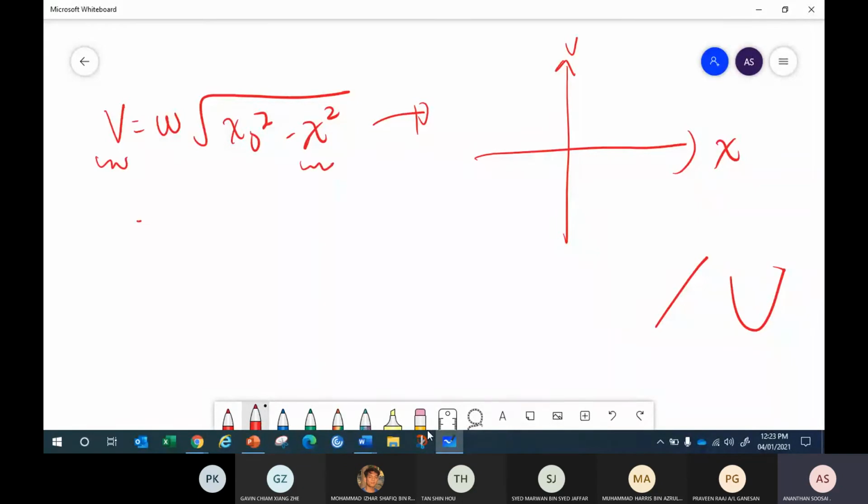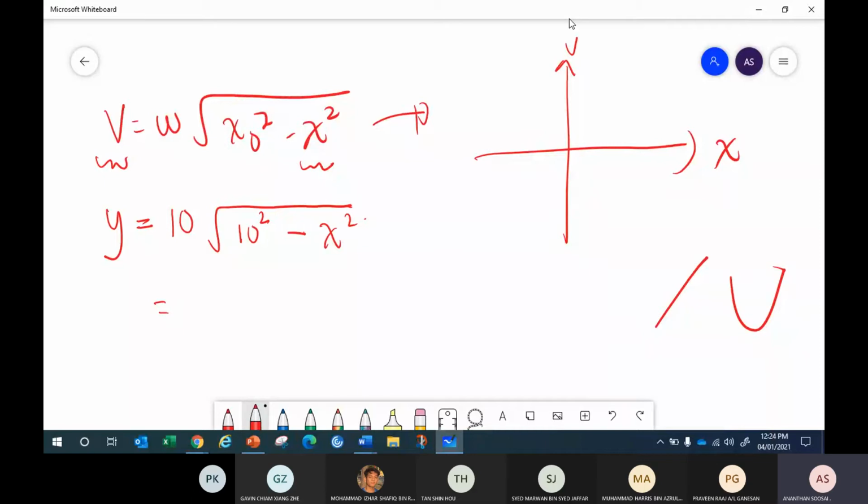V versus X. So mathematically, let's say I put V as Y, because you are used to Y as the variable on the Y axis in maths. W is constant, I put a number 10, let's say. X naught is also constant, I put a number 10 squared. Minus x is another variable, I put x squared. How does this graph look?